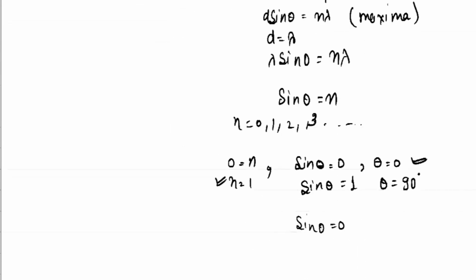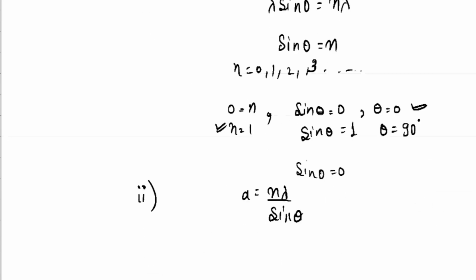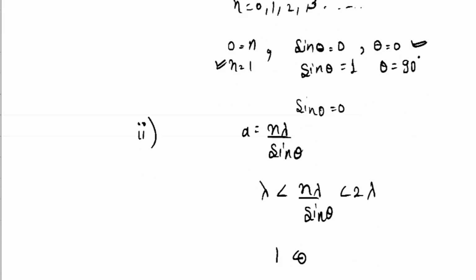Now next, if d is lying in between. We are taking the second option now, and this was the first option. If we find the value of d from here, d is equal to n lambda by sin theta. It is given in the question that n lambda by sin theta is greater than lambda and less than 2 lambda, or we can say this n by sin theta is greater than 1 and less than 2.